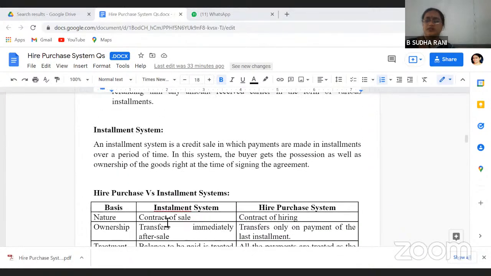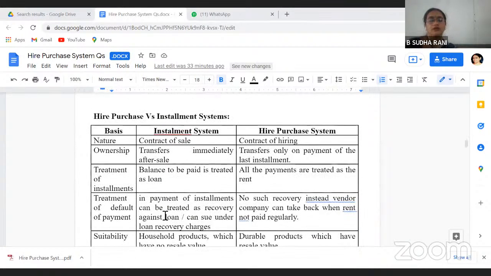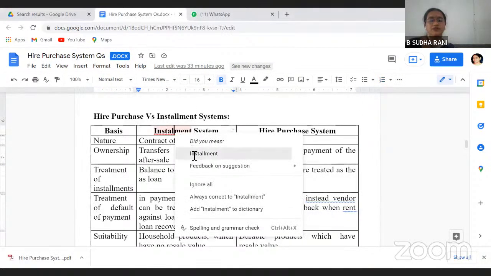The installment system is different from the hire purchase system. Under the installment system, ownership of the product or asset is transferred to the purchaser on the day of the agreement itself. Whatever the price of the asset is, it will be paid in installments, but he cannot return it, and he has to pay all the installments. So here are the differences between the installment and hire purchase systems.